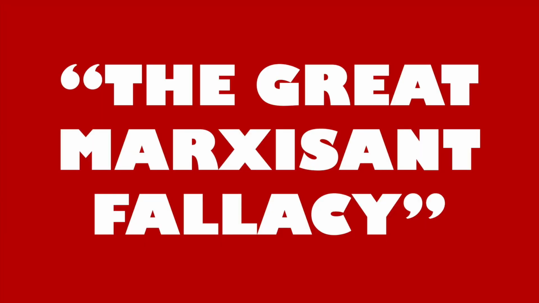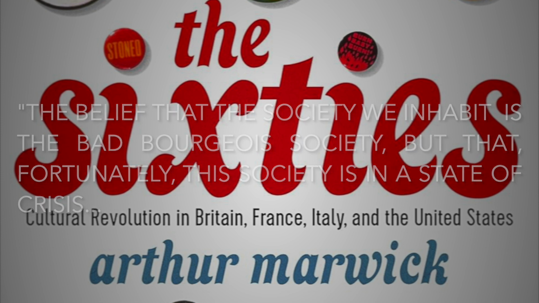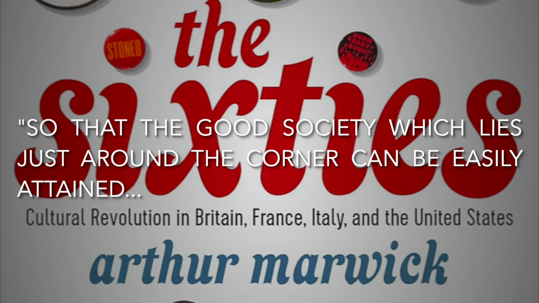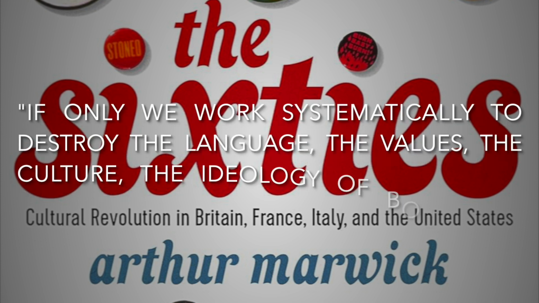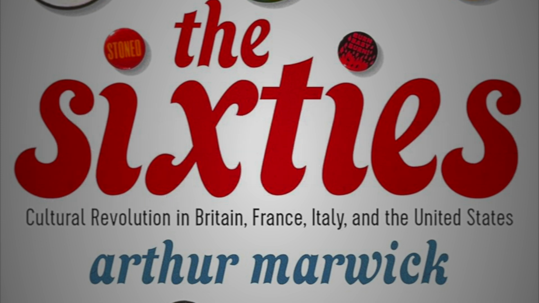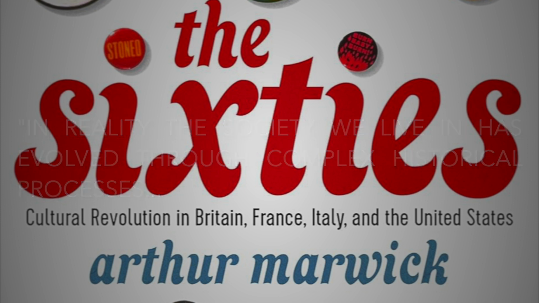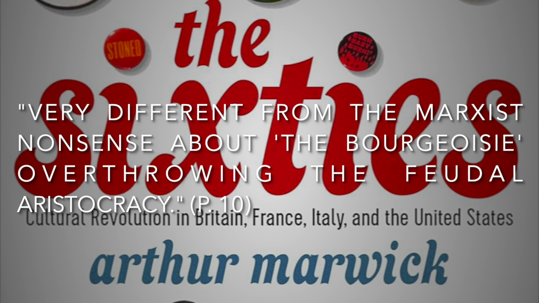He took special aim at Marxist historians, coining what he termed the great Marxisant fallacy, which he defined as the belief that the society we inhabit is the bad bourgeois society, but that, fortunately, this society is in a state of crisis, so that the good society, which lies just around the corner, can be easily attained if only we work systematically to destroy the language, the values, the culture, the ideology of bourgeois society. And, as he further explained, in reality, the society we live in has evolved through complex historical processes, very different from the Marxist nonsense about the bourgeoisie overthrowing the feudal aristocracy.